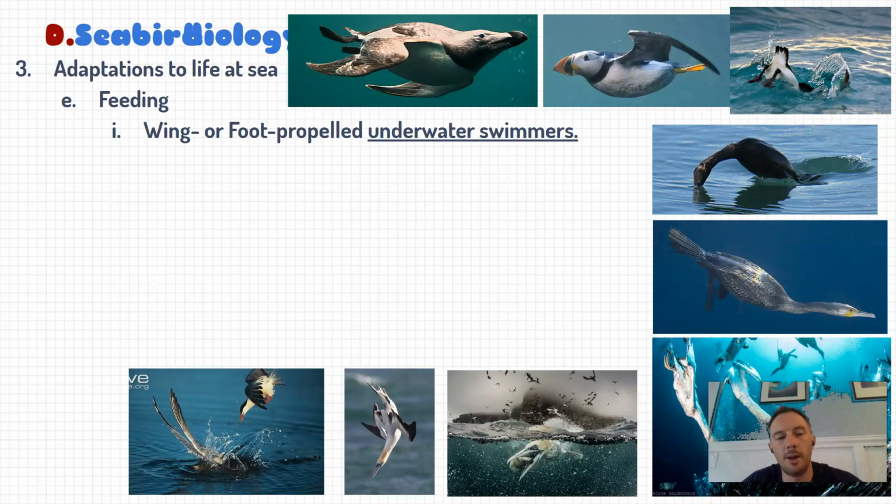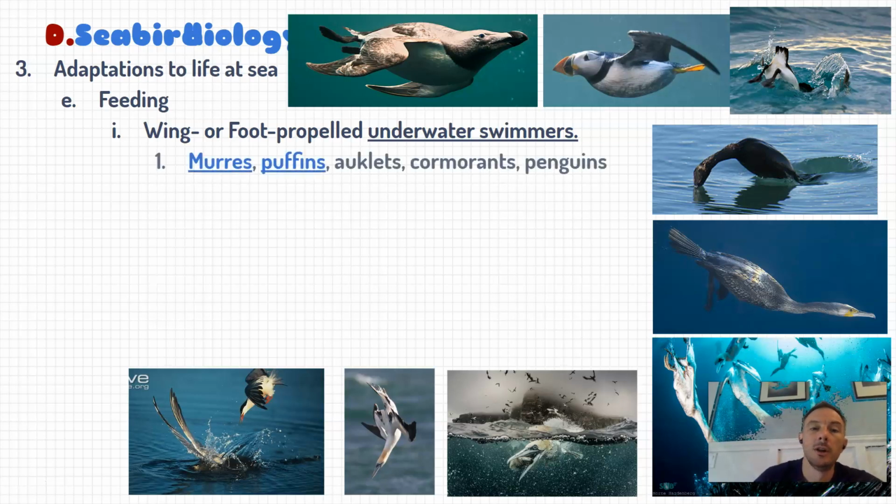So last here, we're going to talk about feeding adaptations to life at sea. There's about 6 main adaptations that seabirds have. We can divide them into 6 different groups for how they get food in the ocean, and this is pretty cool. So when we talk about seabirds, we'll talk about wing or foot-propelled underwater swimmers. Penguins, of course, fall into this, where they use their feet and wings, and they propel themselves underwater to swim.